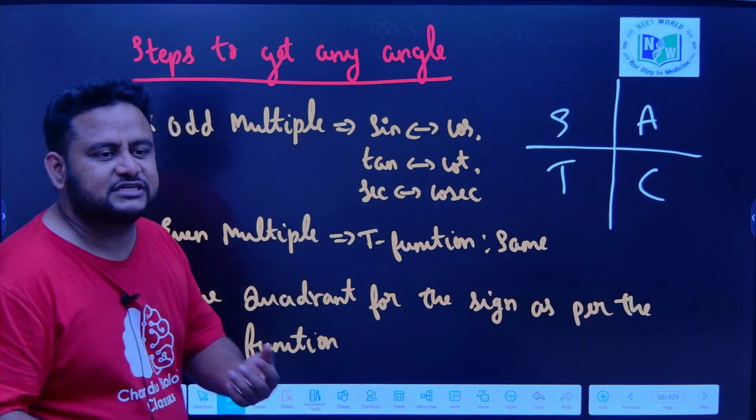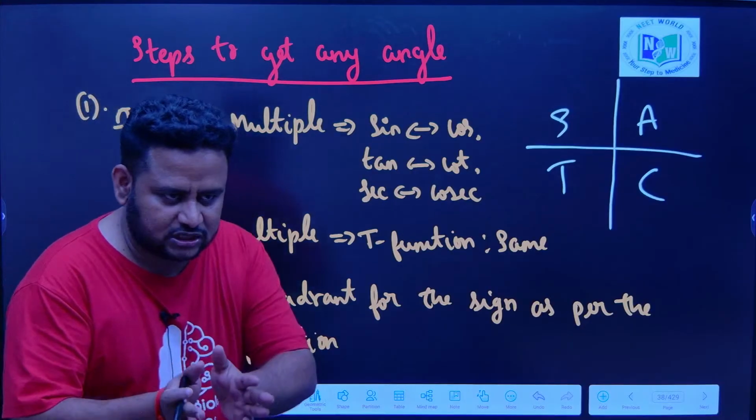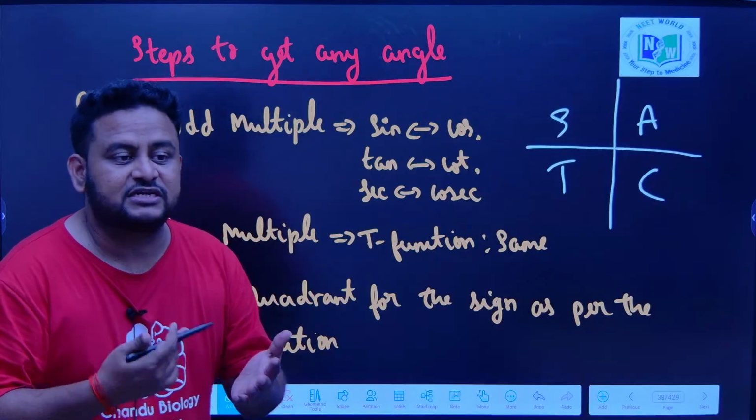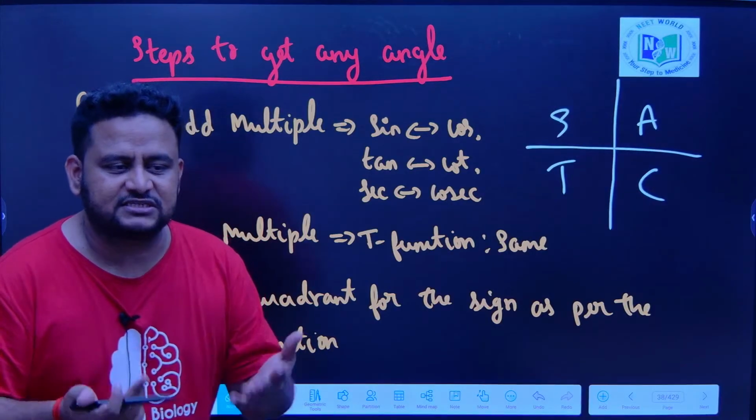We are telling that sin will change to cos when it is an odd multiple, and for even multiple sin will remain sin itself. But what about the sign? We will get some value. What is the sign of that value?